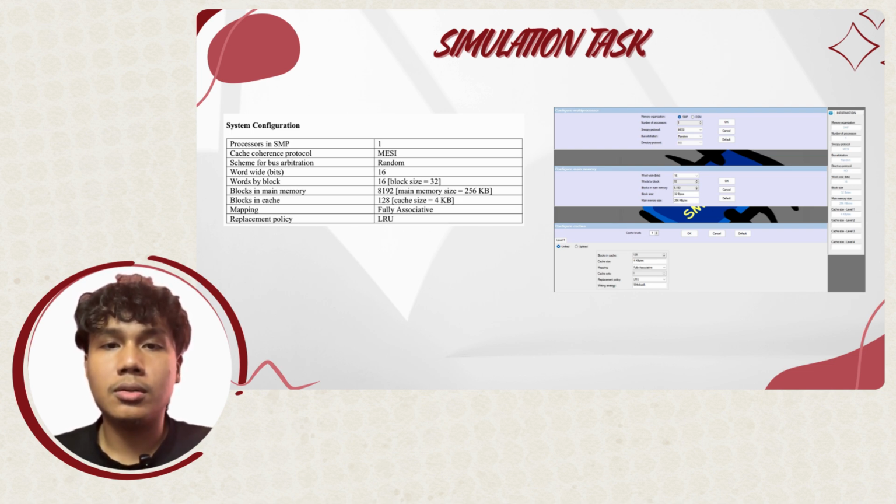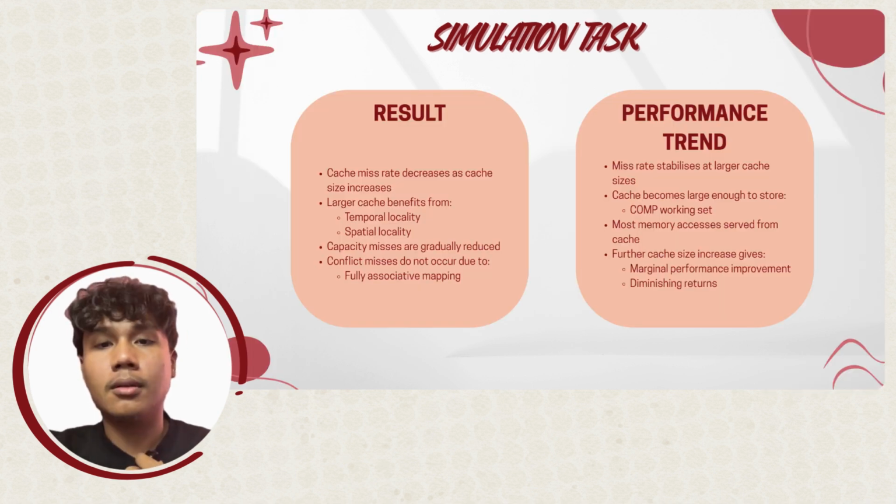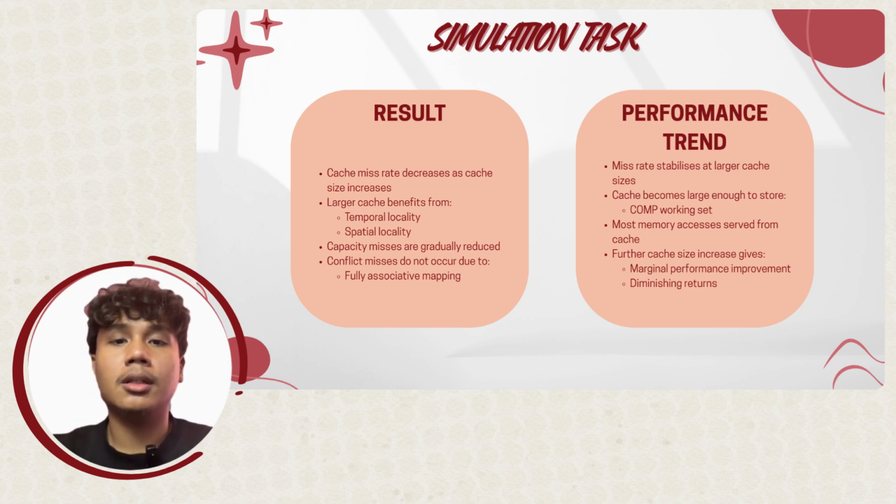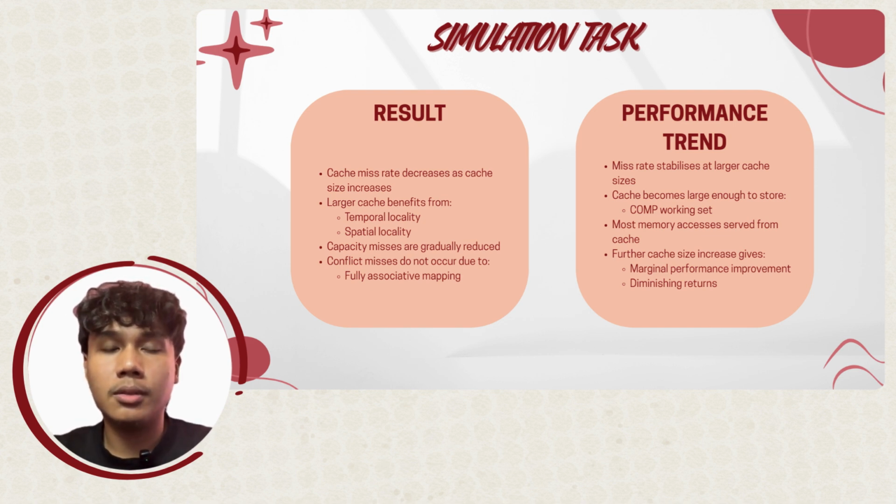During the simulation, all the parameters are kept constant, and only the cache size is varied in different simulation runs. From the result, we can see that the cache miss rate decreases when cache size increases. A larger cache can store more frequently used data and instructions, so it benefits from temporal locality and spatial locality. Because of this, capacity misses are reduced and conflict misses do not occur due to the fully associative cache.